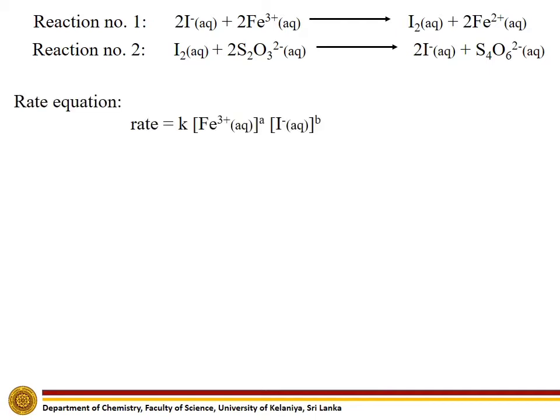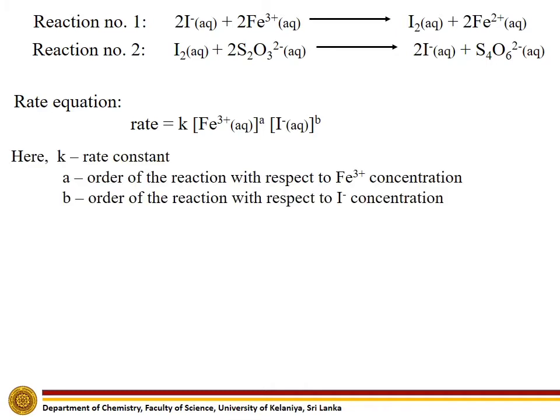Write down the rate equation for the above reaction. Here, the term K represents the rate constant, the term A represents the order of the reaction with respect to ferric ion concentration, and the term B represents the order of the reaction with respect to iodide ion concentration.